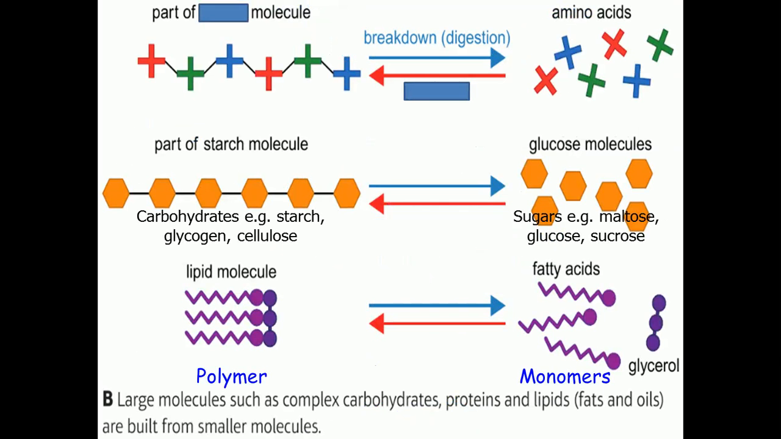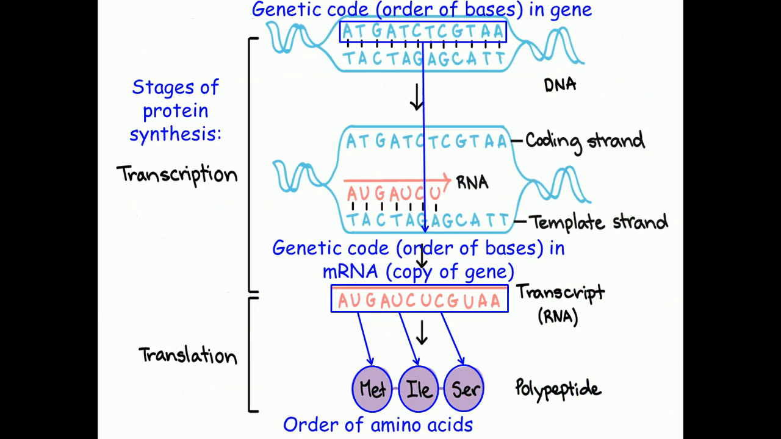And we know from SB1 that if you join amino acids together, you can synthesize protein. So those amino acids in the correct order are linked together to make a polypeptide chain, which will then fold into our protein.